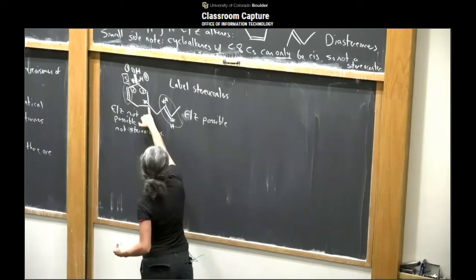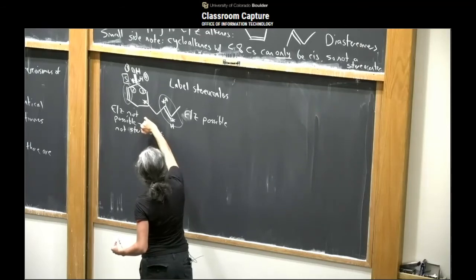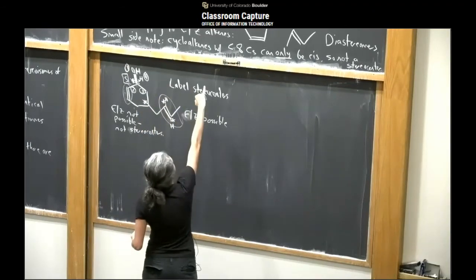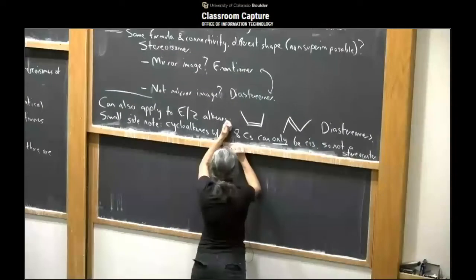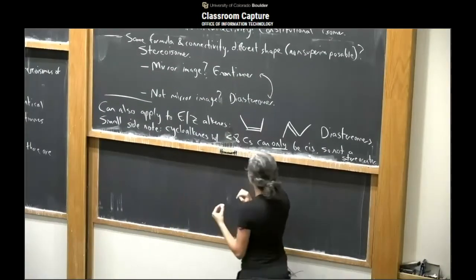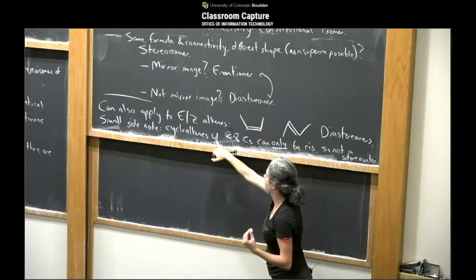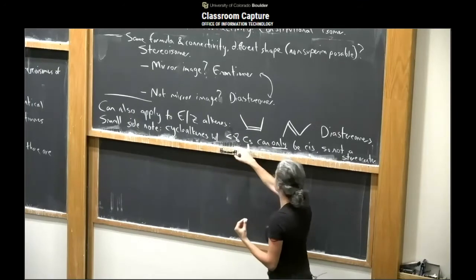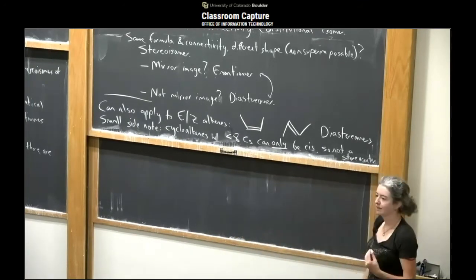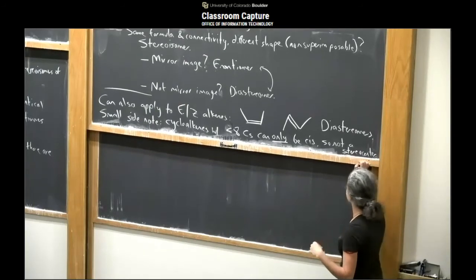This one here. Oh, sorry, that's not a C. That's a less than sign. Small cycloalkenes with less than eight carbons can only be cis. Thank you. Yeah, sorry, that's my handwriting.